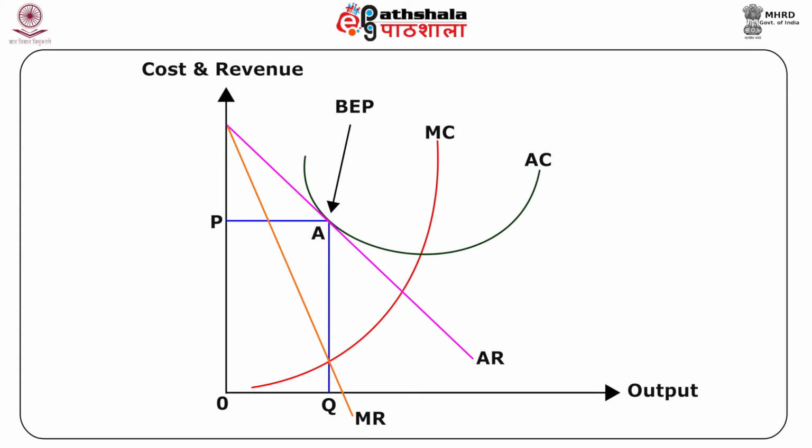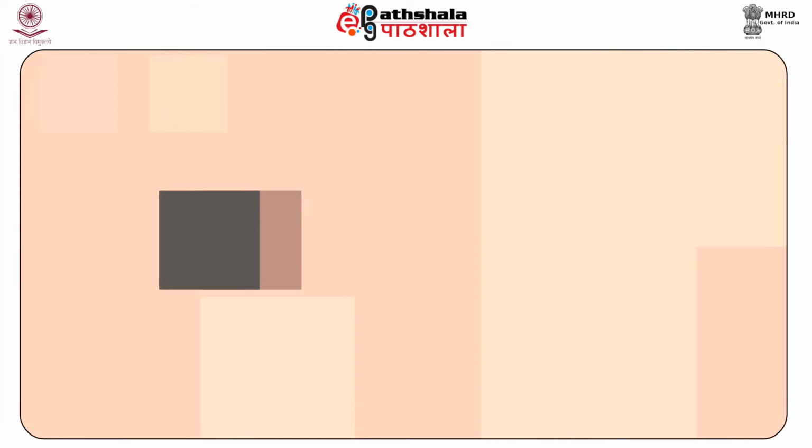At Q, TR is equal to price, that is AR, into quantity, which is equal to OP into OQ, which is equal to area OPAQ. Similarly, TC is equal to AC into quantity, which is equal to OP or QA into OQ, which is equal to area OPAQ. Therefore, at the break-even point, TR is equal to TC or AR is equal to AC.